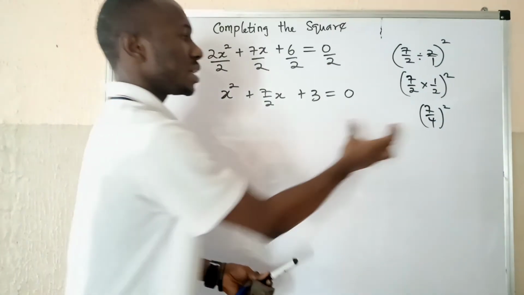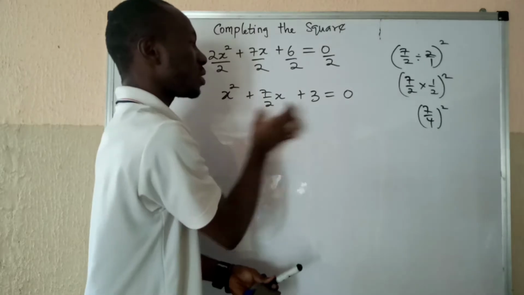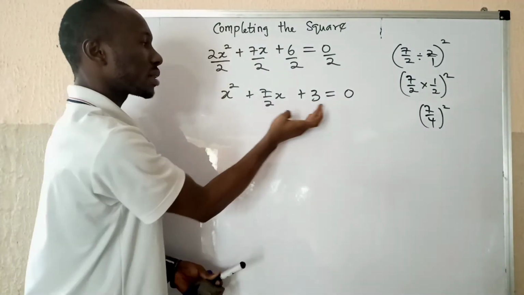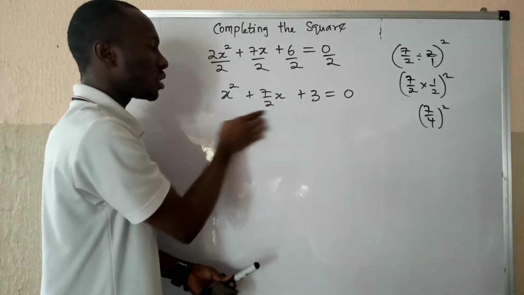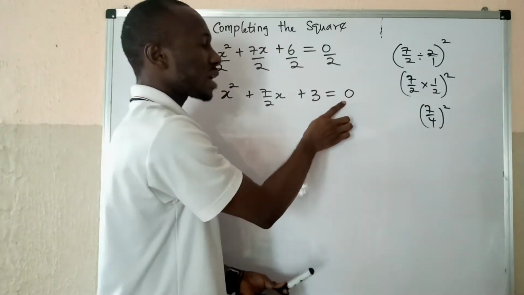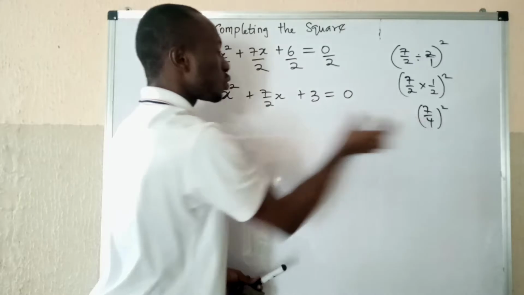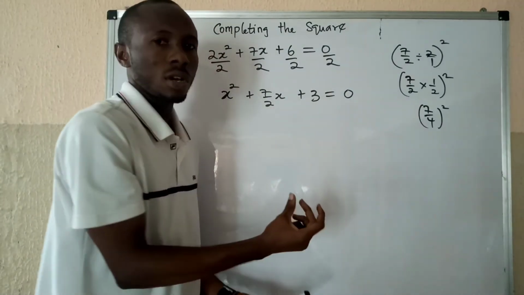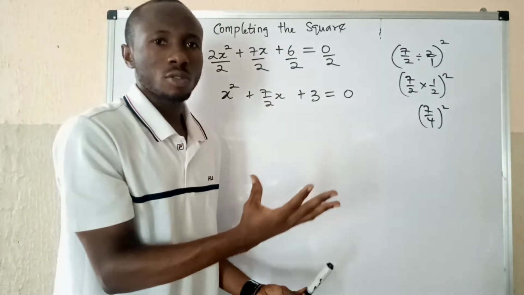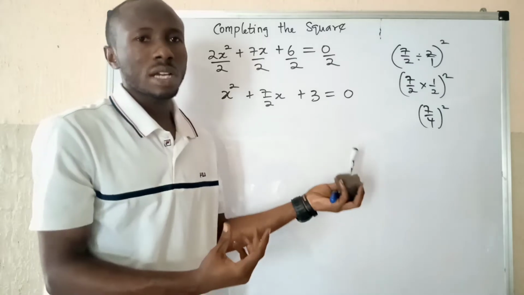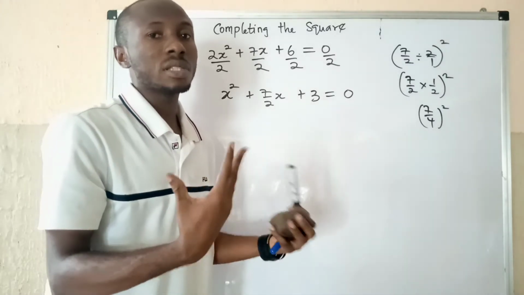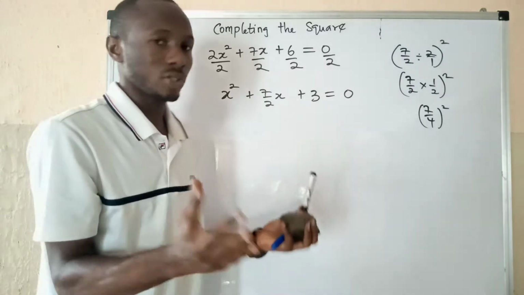Then step 3 is you add this to both sides of the equation. Now this part before the equality sign is called the left hand side, and this part after the equality sign is called the right hand side. So I'm going to add this to both sides of the equation. That is the natural thing we need to do. But I will not go through that process. I will do something different, but not entirely different. Just look up.